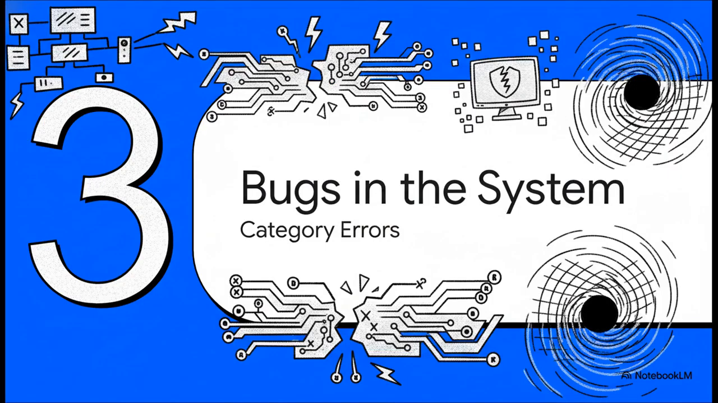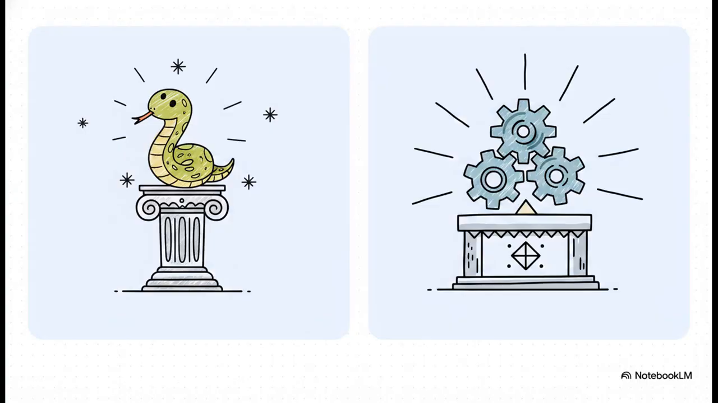Section 3. Bugs in the system. The two sins as category errors. Okay, so if the universe is this flawless operating system governed by an invariant ground state, we definitely need to talk about what happens when things go wrong. We have to talk about sin, but pause for a second, not as a moral failing. In this structural framework, sin is quite literally a system crash. It's a software bug. There are exactly two ways this cosmic operating system crashes, and both are catastrophic category errors.